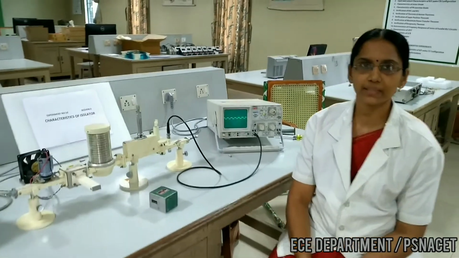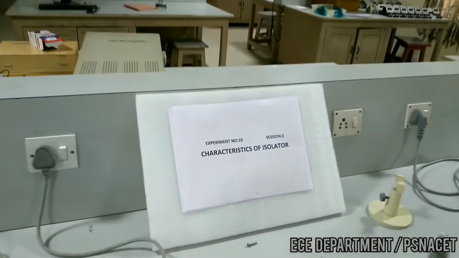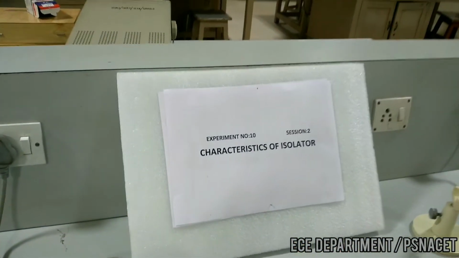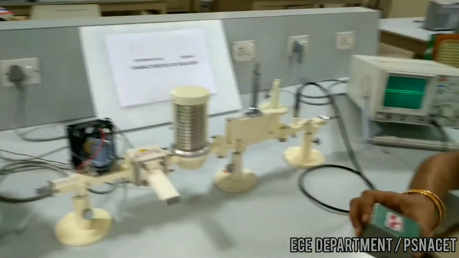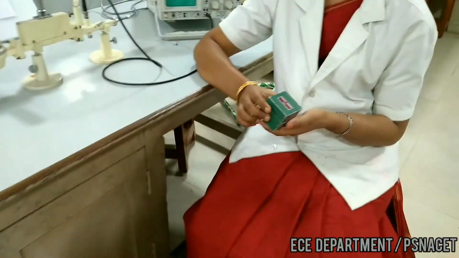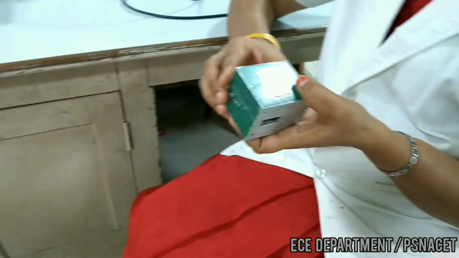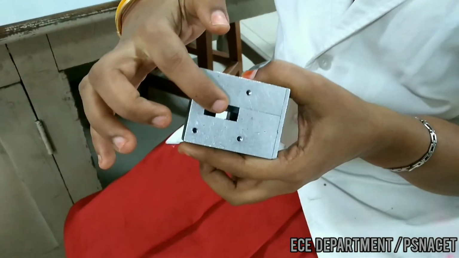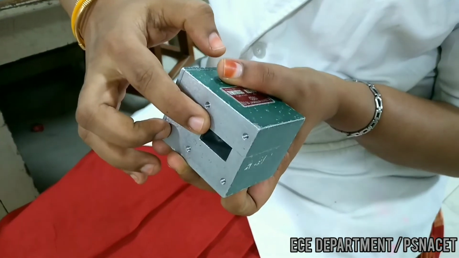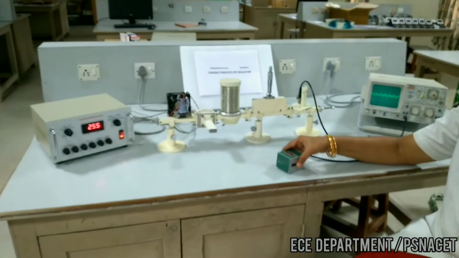Today's experiment is experiment number 10, session 2, characteristics of isolator. Before going into the experimental setup, let us see what an isolator is and how many ports it has. An isolator is a two-port device. Here you can see port 1 and here you can see port 2. Now we will see the experimental setup.